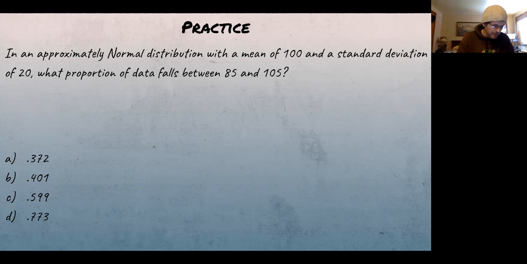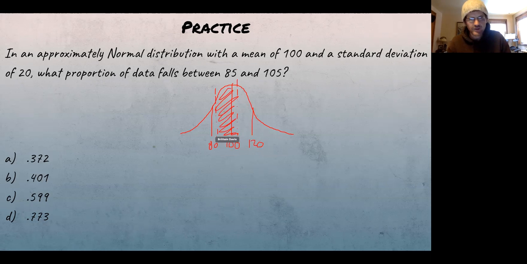So it's always good to have a drawing of your normal model. And what we're saying is that a mean of 100 and the standard deviation of 20. So I know this is going to be 80 right here. This is going to be 120. So where's 85 and 105? Well, it's going to be about right here to about right here. So I want to figure out what that area is. What percent of the data is going to fall between that?